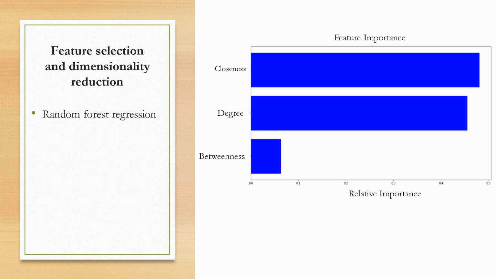So from this graph, it is quite clear that betweenness had the lowest importance. This model was made based on eigenvector as the output and regression parameters found using closeness, degree, and betweenness.